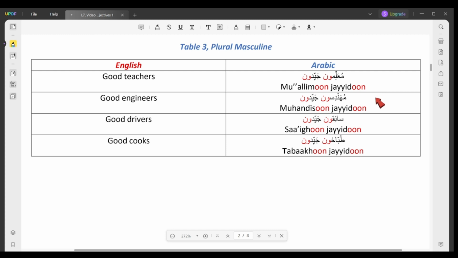Now let's look at the second one. Good engineers. مهندسون جيدون. And the third one, good drivers. سائقون جيدون. And the last one, good cooks. طباخون جيدون.